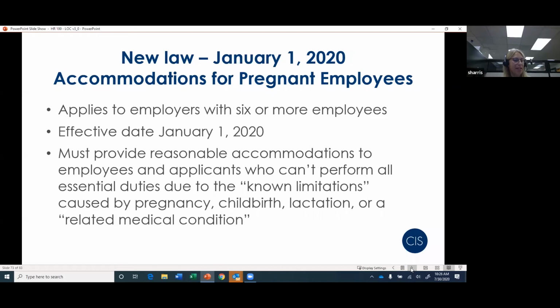Okay, the next law I'd like to talk about is also January 1st, 2020, which is the accommodation for pregnant employees. This applies to all employers with 6 or more employees. The effective date on this policy was January 1st, 2020. And what it says is that you must provide a reasonable accommodation to employees and applicants who can't perform all of the essential duties because of the known limitations caused by pregnancy, childbirth, lactation, or related medical conditions.